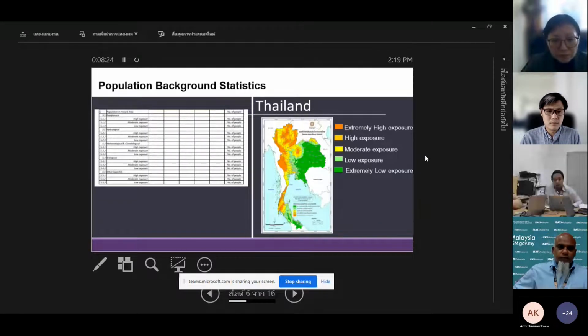The National Disaster Prevention and Mitigation Plan has classified the level of risk in each type of disaster into 5 levels. 1, extremely high exposure. 2, high exposure. 3, moderate exposure. 4, low exposure, and 5, extremely low exposure.